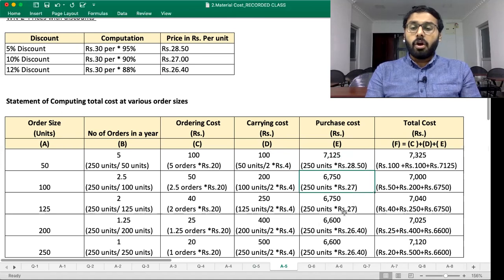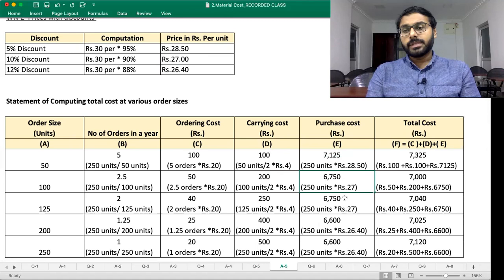So my purchase cost per unit works out to 27 rupees. Similarly, when the order size is 125, it again works out to 27 rupees. And when the order size increases to 200, my discount component also increases to 12%. So that's how my purchase cost per unit works down to 26.4 rupees per unit.